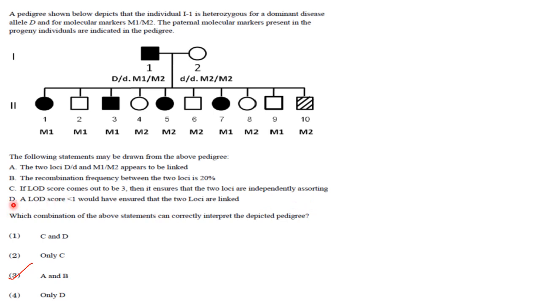Then statement D. LOD score less than 1, that means it is a negative value, would have ensured that the 2 loci are linked. It says that the 2 loci are linked and they are having a negative value for LOD score. The statement is wrong, as if LOD score is negative, it means they are unlinked, but they are telling it is linked. So in the options wherever C and D come, they are wrong. So 1 is wrong, 2 is wrong, and 4 is also wrong. So the correct answer will be A and B. Answer is option 3.